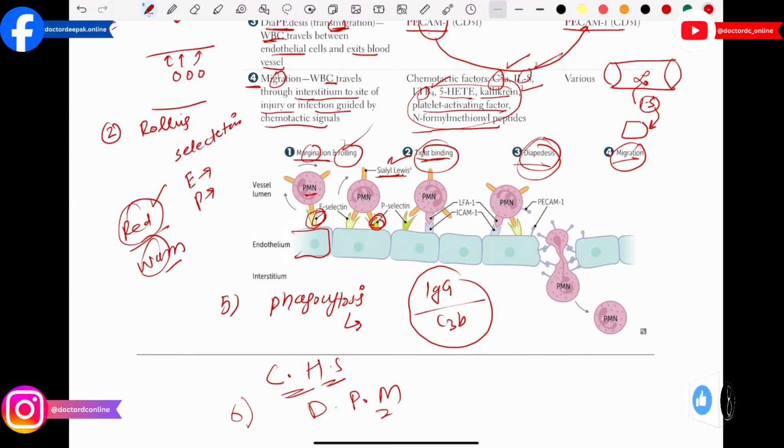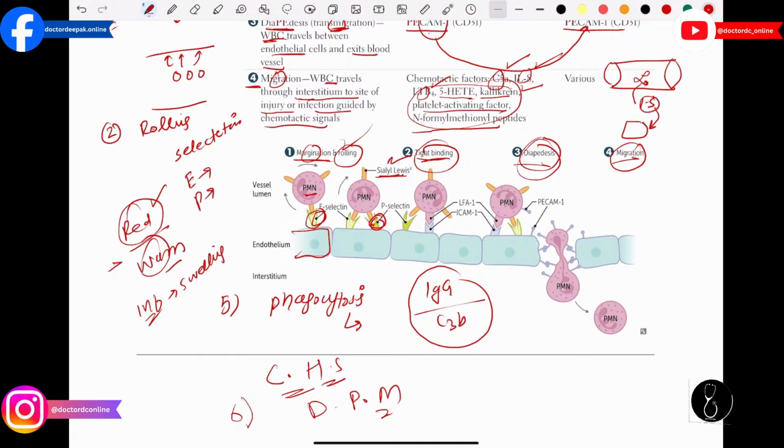Then in the last lecture I explained there is also another cardinal sign, which is swelling. In the exam they can ask you how the swelling occurs. I already explained, it is due to the leakage of fluid from the postcapillary venules into the interstitial space. And what are the inflammatory mediators that produce the swelling? Basically histamine. Also tissue damage can produce swelling.